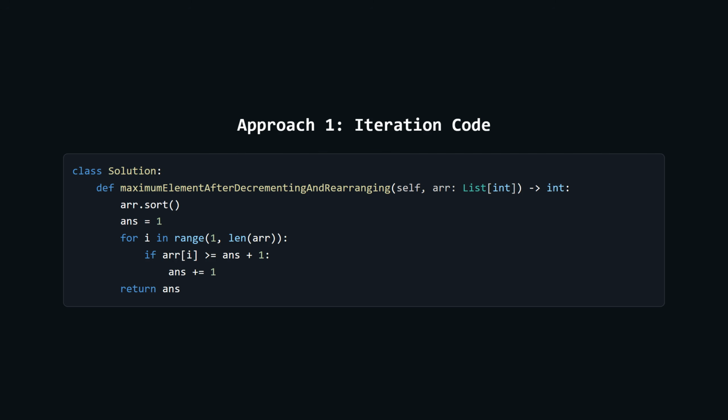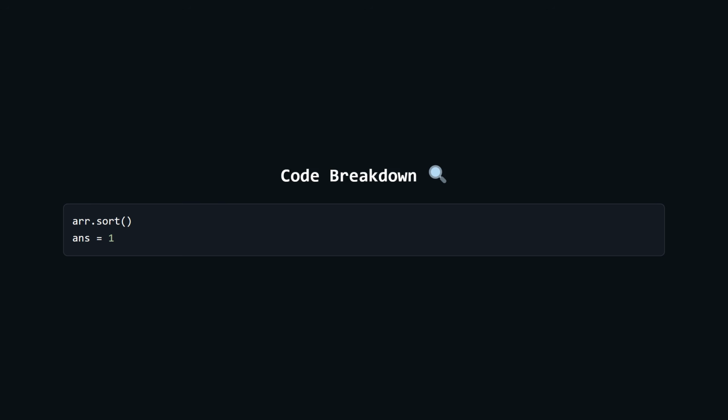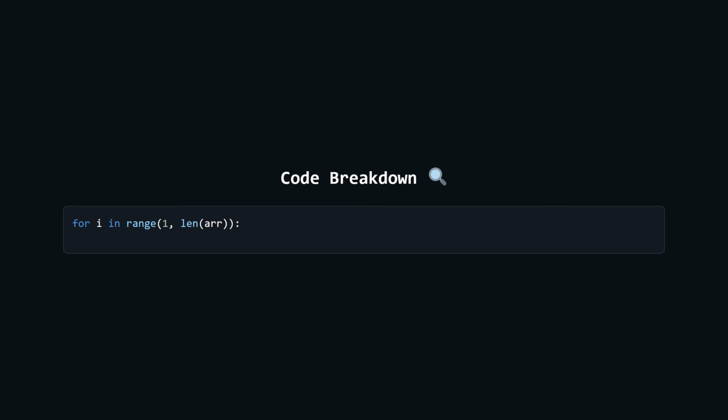Here is the complete Python code for this greedy approach. It's surprisingly short, so let's break it down into smaller chunks to see how it works. First, we sort our list of numbers. Then, we set up a variable to track our expected maximum value. We start at 1, because the first element must always be 1. Next, we loop through the rest of the list, starting from the second item.